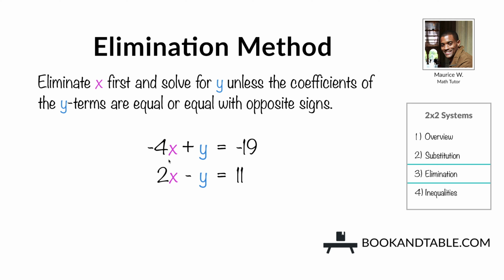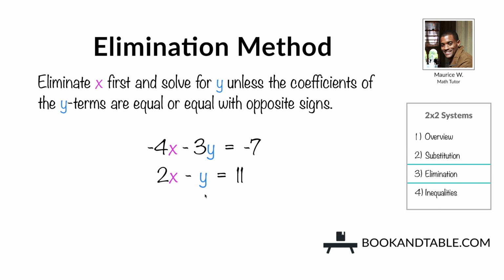Okay, so in this case, if you were given this 2 by 2 system, -4x plus y is equal to -19, and 2x minus y is equal to 11. Rather than multiply this equation times 2 so that we can cancel out our x's, we can skip that step since the coefficients of our y's are equal with opposite signs, +1 and -1. So we can eliminate the y's by adding these equations. So in this case, you would eliminate y first.